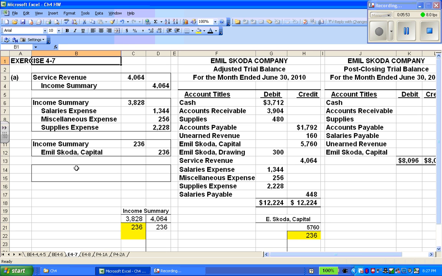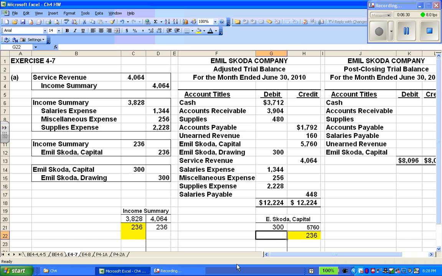And then finally, the last entry that I want to make is close out any drawing account. And here I have my drawing account, and it's a debit of 300. So if that has a debit, in order to close that out, I need to credit the drawing account. So I'm going to write up my journal entry. I'll credit it for $300. And then what account do I want to debit? Absolutely, the capital account, right? So I'll debit the capital account for 300. And I'll post that here, so I'll have my 300.